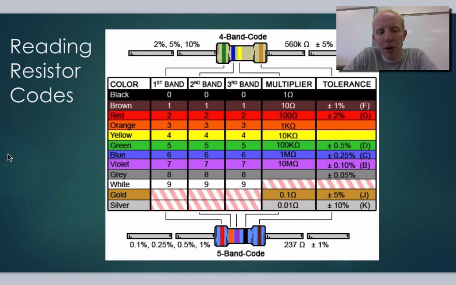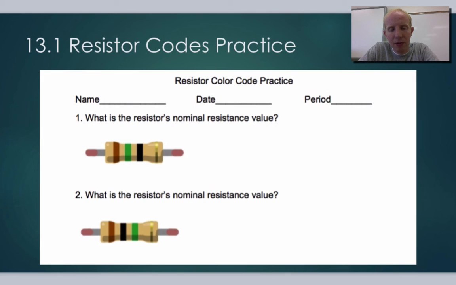Other than that, just make sure you do the homework assignment. You'll have 2 sides of it where you're identifying what the resistance values are for different resistors. We're just using that same color code for resistor values.